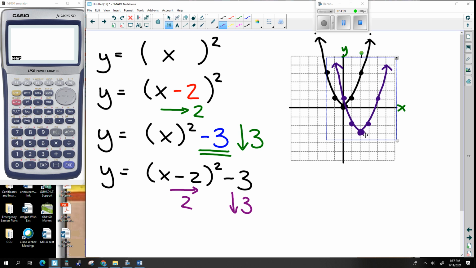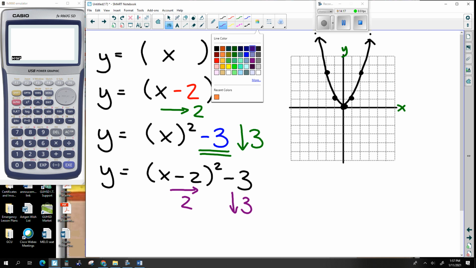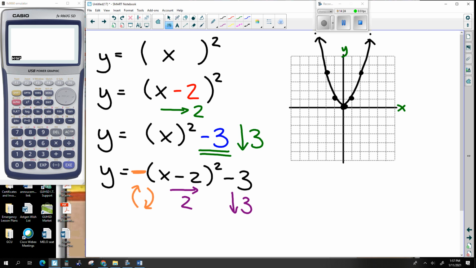Okay, other things that you might see is a minus on the outside of one of these things. If you see a minus, what that does is it flips it up and down about that key point, the major point, the vertex or whatever, the center. But you do all of the motions first. So in this problem, we move it right 2, down 3.